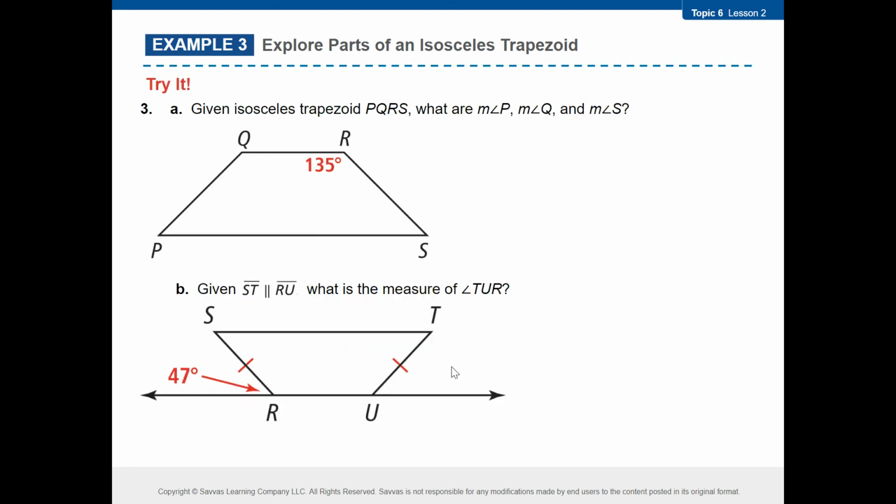So let's take a look at our try it example. It says, given isosceles trapezoid PQRS, what are the measures of angle P, angle Q, and angle S? So all we would need to do here is know what we, is this thing recording?